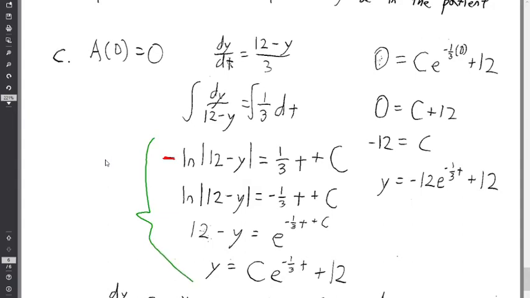Then plug in our point, which is that when t is 0, then A of t is 0. So plug in 0, 0, and that means -12 is my coordinate for c. So a -12 goes out in front of the e to the negative 1/3 t.